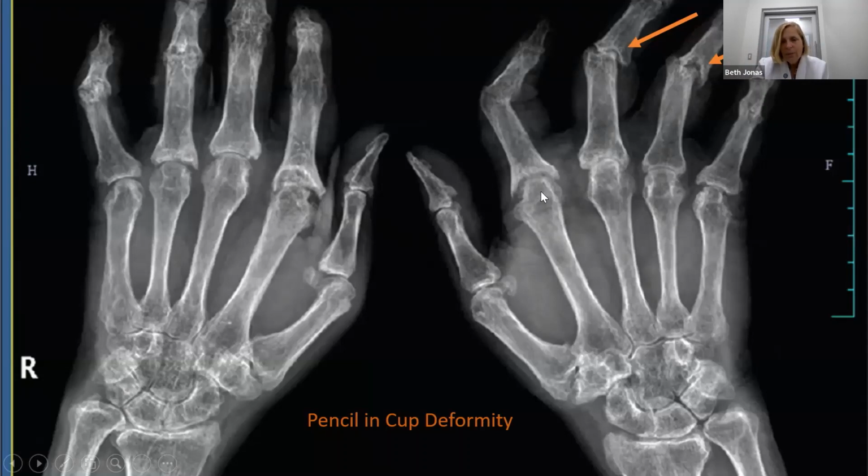It's sort of developing here. And when you see that impaction of the more proximal bone sort of eroding into the more distal bone, this is a pencil in cup deformity. It's very characteristic of psoriatic disease.